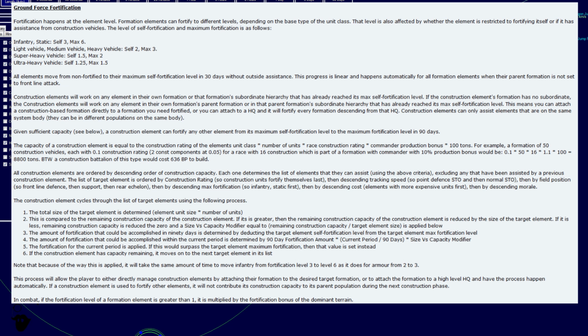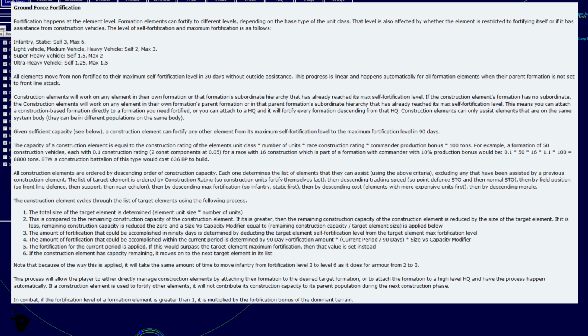Infantry and static can do 3 and 6. Light vehicle, medium vehicle, and heavy vehicles can do 2 and 3. Super heavy can do 1.5 and 2. And ultra heavy vehicle can do 1.25 and 1.5. So vehicles, the bigger they are, seem to be much more difficult to fortify and to a much lower level, which is reasonable and balanced considering they have innately more armor than just infantry.